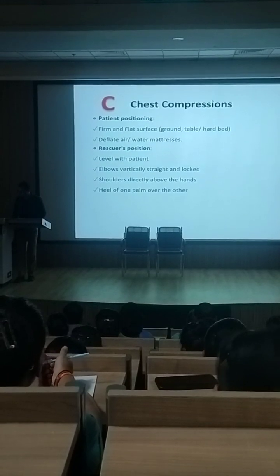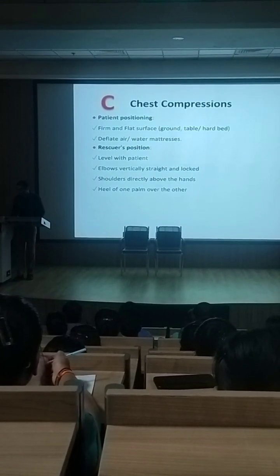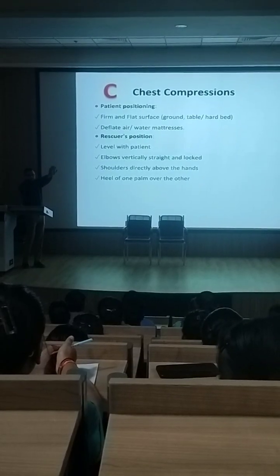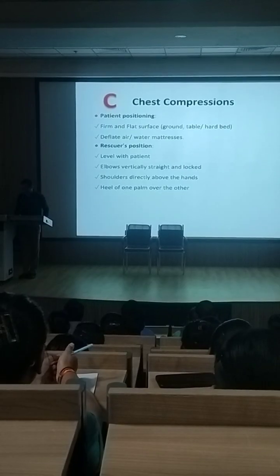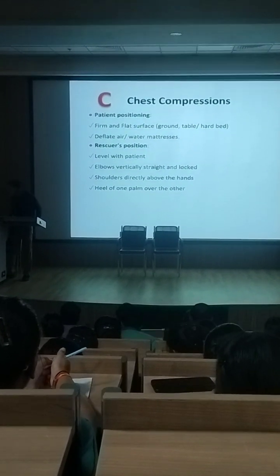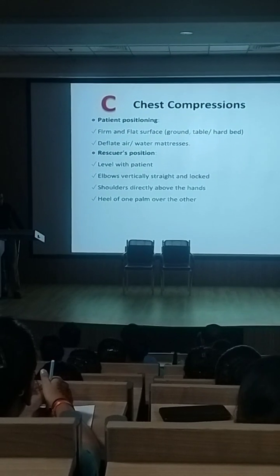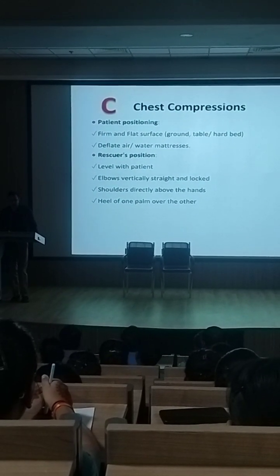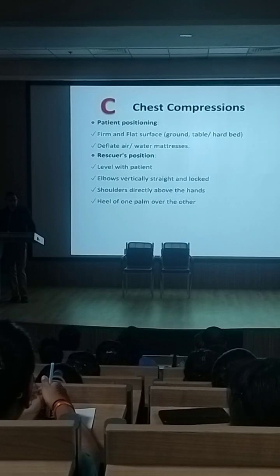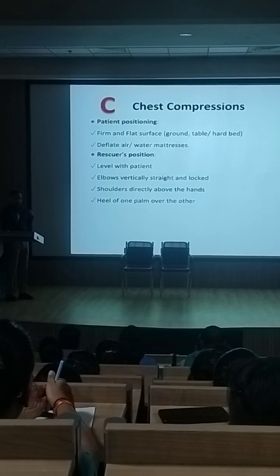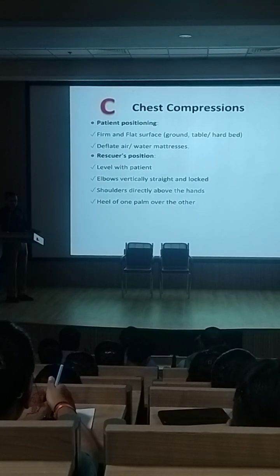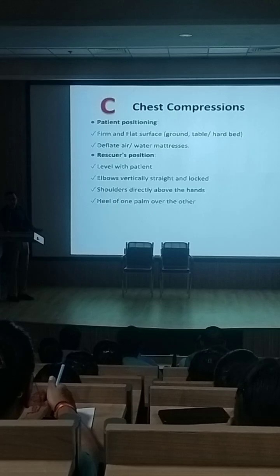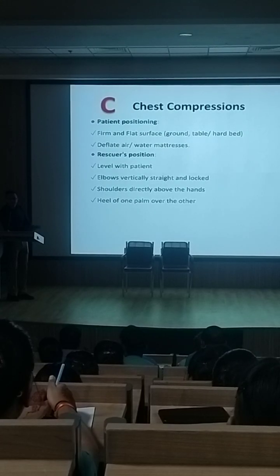Then the rescuer position. The rescuer should be at the level of the patient, elbows vertical, straight and locked, shoulders directly above the hands, with the heel of one palm over the other. At the time of CPR, what I have seen is that most people just stand by the side of the patient, but the weight of the body doesn't transfer to the patient. So we have to keep our shoulders just above the heart level, and then start CPR with straight elbows. We should not bend our elbows.